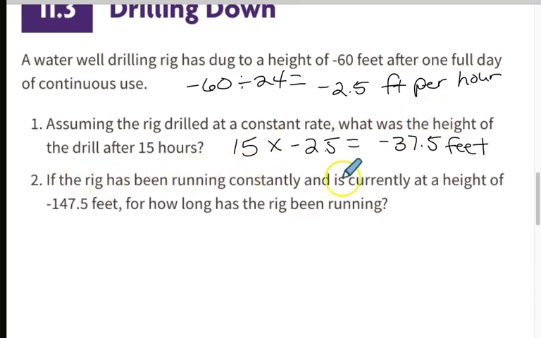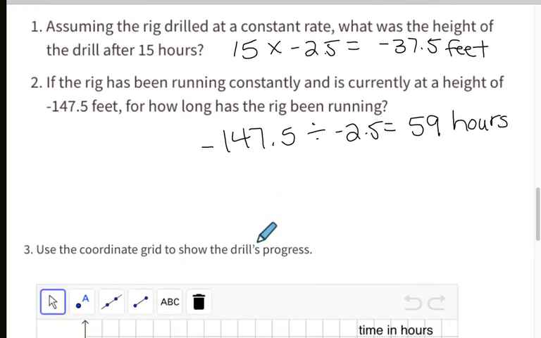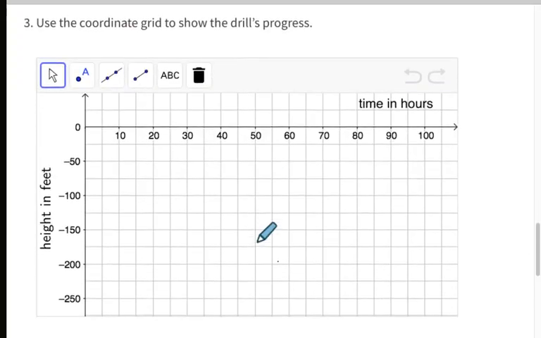If the rig has been running constantly and is currently at a height of negative 147.5 feet, for how long has it been running? Well, we know it's at negative 147.5, and every hour it digs negative 2.5 feet. So if I divide that by negative 2.5, that equals 59 hours. It has been drilling for 59 hours, because if it went negative 2.5 feet every time, it would have ended up here. In your book online, you could then also graph this if you would like to.